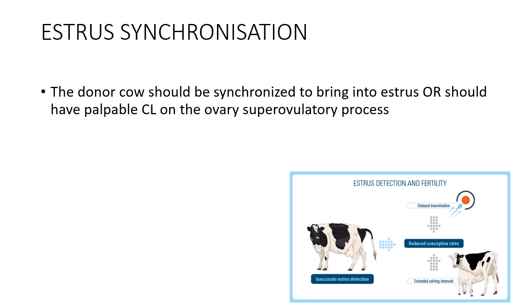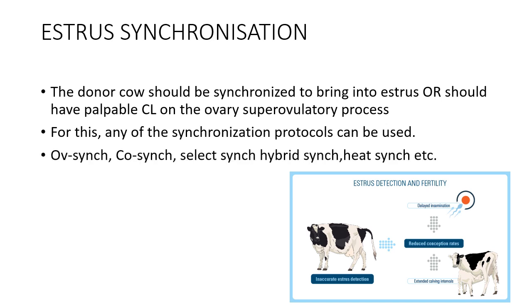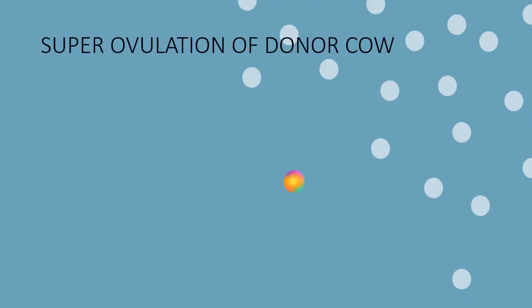The donor cow should be synchronized to bring into estrus or should have a palpable corpus luteum on the ovary for the superovulatory process. For this, any of the synchronization protocols can be used, such as O-sync, co-sync, select sync, hybrid sync, heat sync, etc. Superovulation of the donor cow.